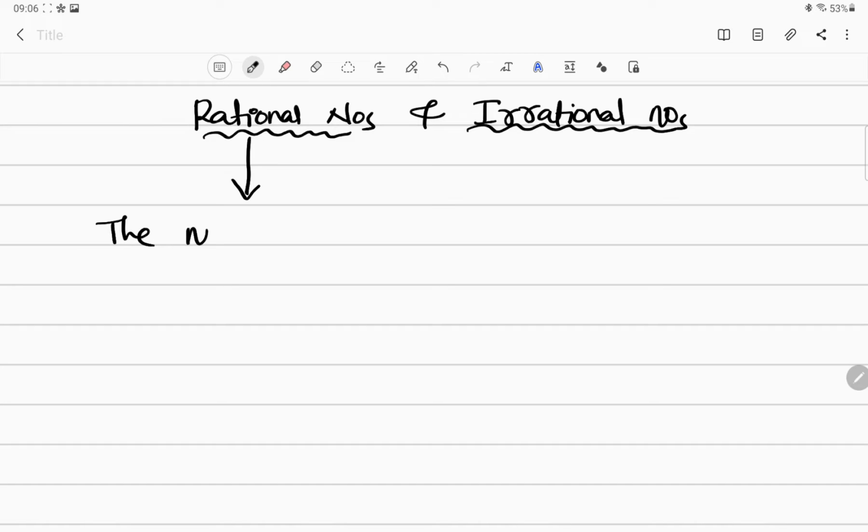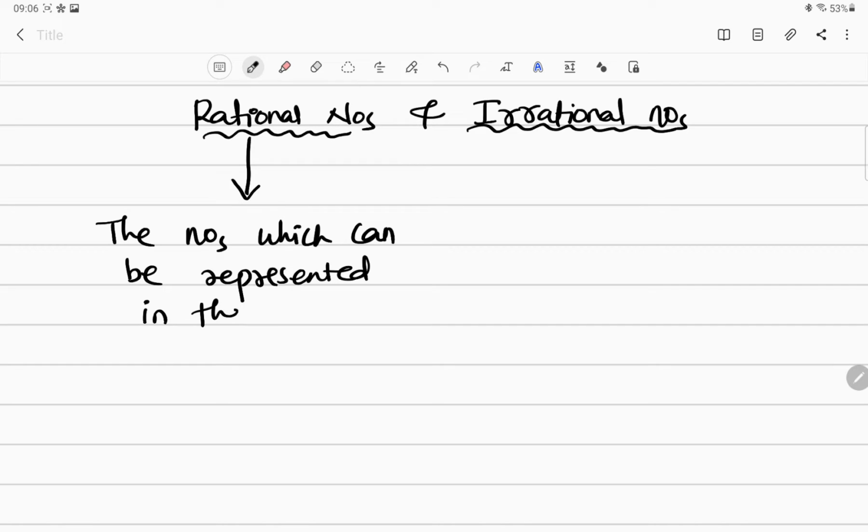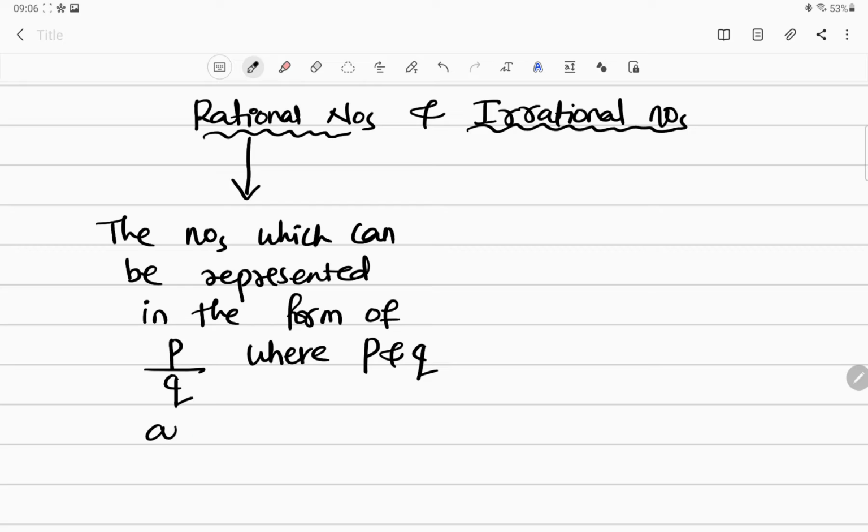Rational numbers are the numbers which can be represented in the form of p by q, where p and q are integers and q is not equal to 0. Already you have learnt about this in 9th standard.